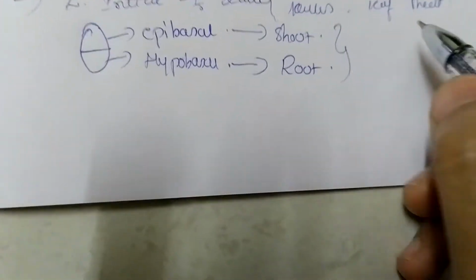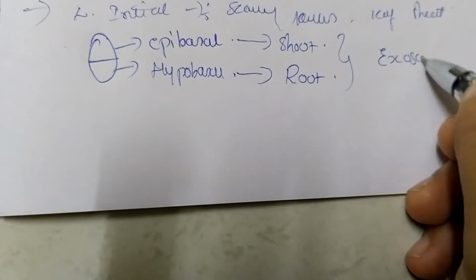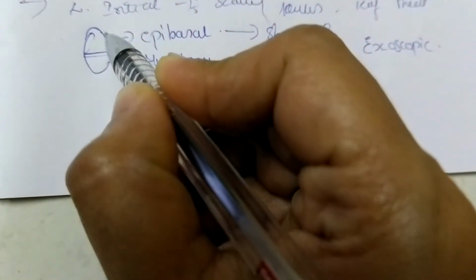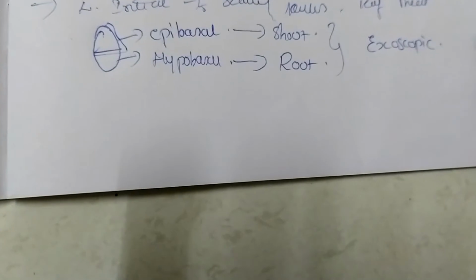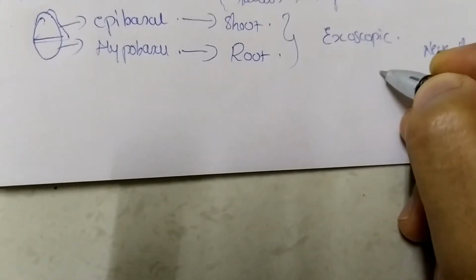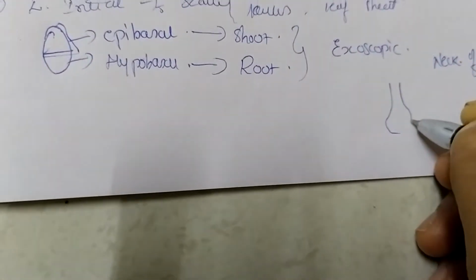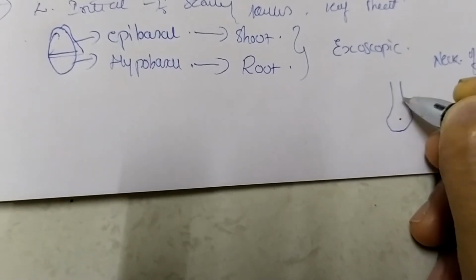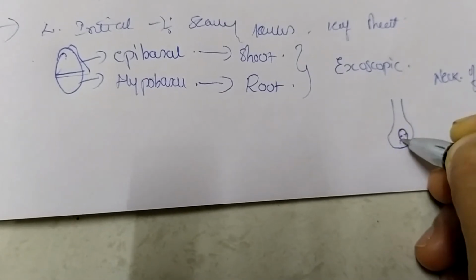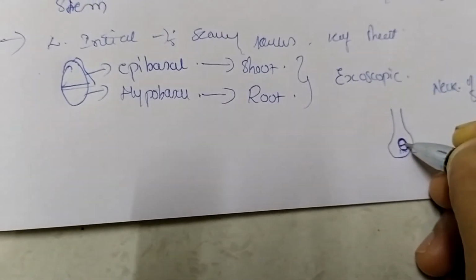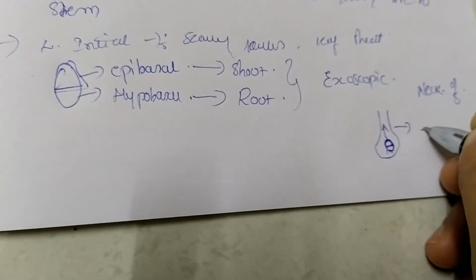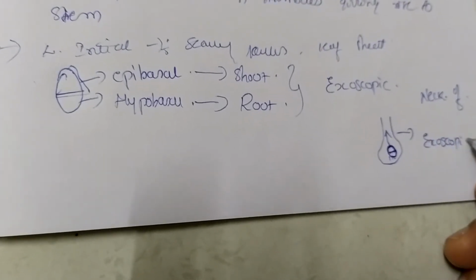The development of the embryo in Equisetum is exoscopic. Now, what exactly is exoscopic? It is when the apical cell is positioned in such a way that it is towards the neck of the archegonium. For example, if this is the neck and this is the venter, we have the egg here. This egg is fused by the antherozoid, leading to formation of a diploid zygote. The apical portion of this diploid zygote is towards the neck. Such development of the embryo is called exoscopic.